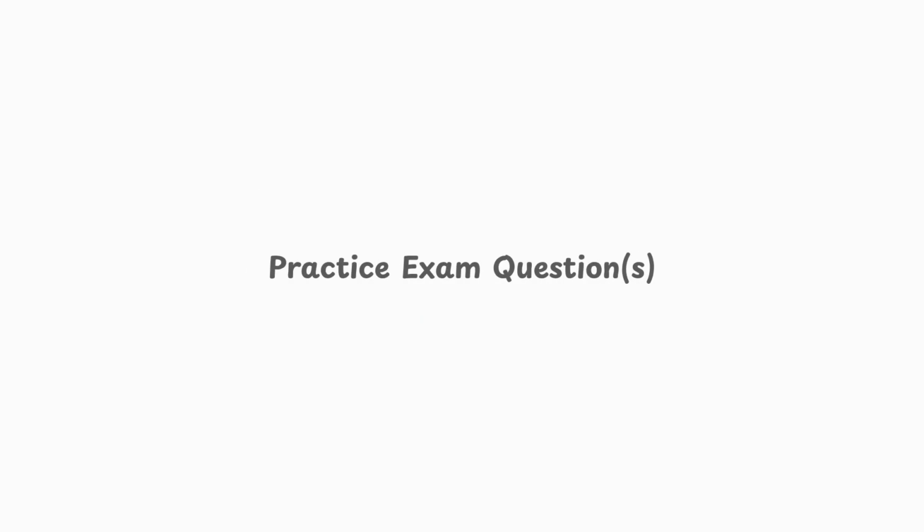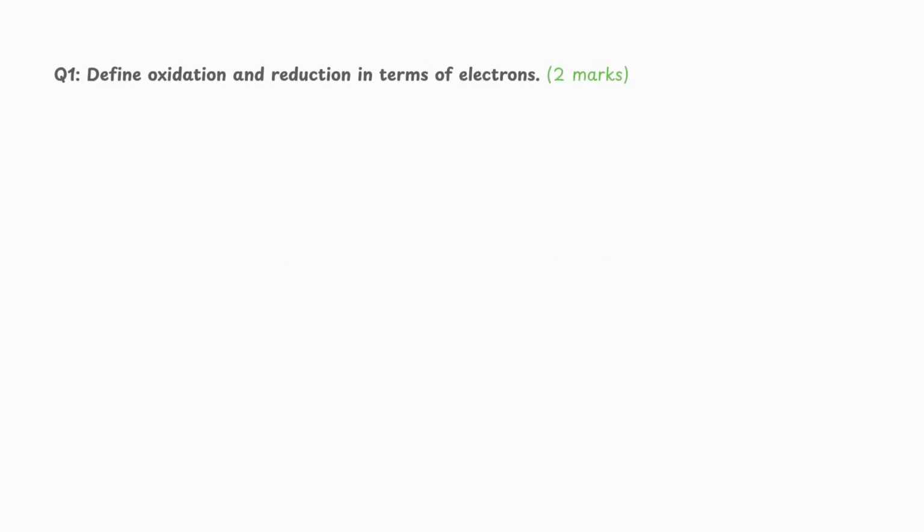Let's dive into some exam-style practice questions. You can pause the video and try it yourself. Let's look at a question about oxidation and reduction. The question asks you to define oxidation and reduction in terms of electrons, and it's worth 2 marks.